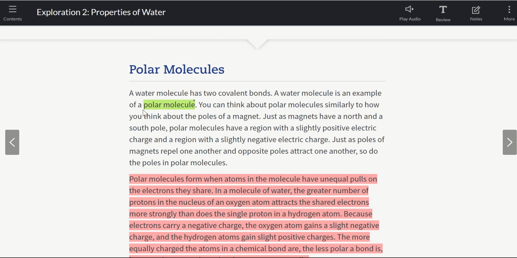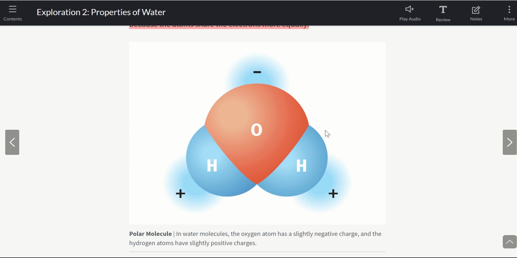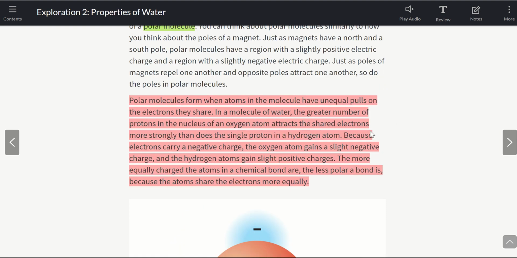The first thing is that water is a polar molecule. What that means is that the molecule is going to take on different sides. If you were to split this molecule right down the middle, it would have a negative side and a positive side. That's going to allow it to form hydrogen bonds later on. That's why water has specific properties. It's also why it's able to take on more heat.